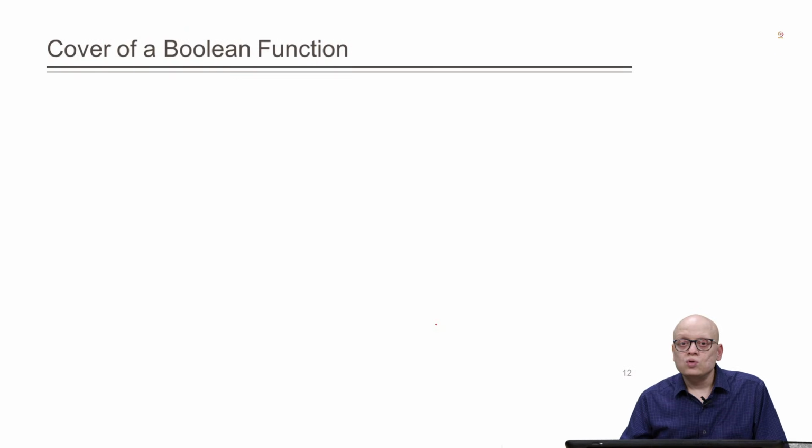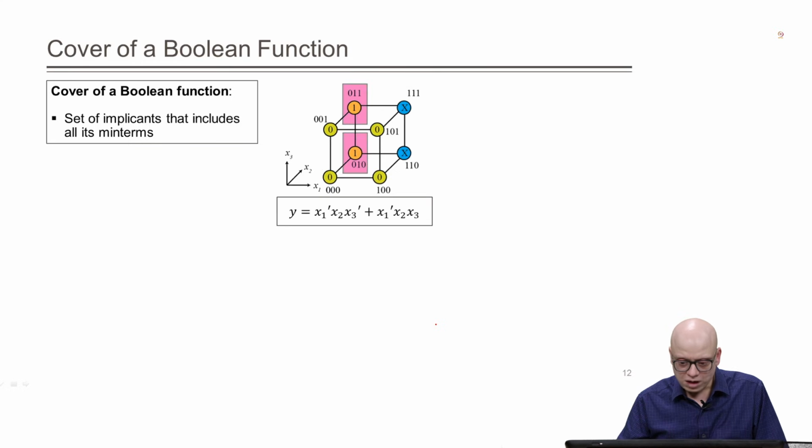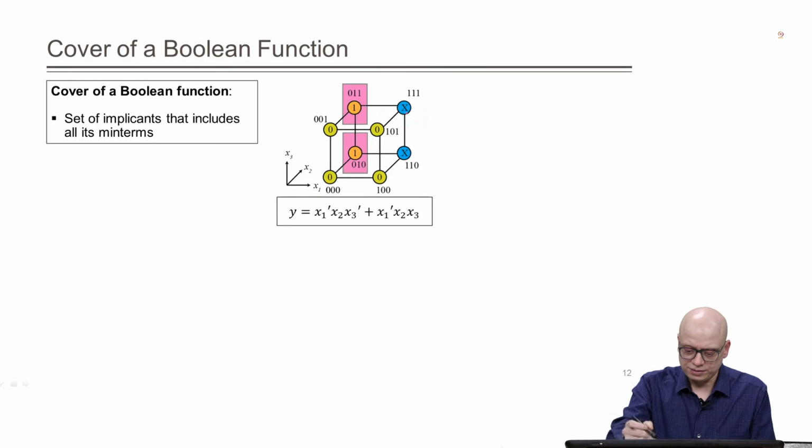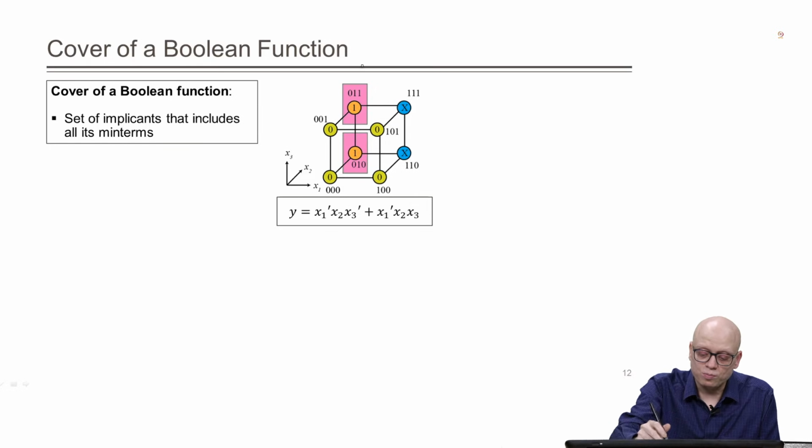Now, let us look into what is a cover of a Boolean function. A cover of a Boolean function is the set of implicants that includes all its minterms. For example, consider a function here. These two are the minterms, which correspond to the input combinations or corners at which the Boolean function takes a value of 1. So, in this case these are two minterms.